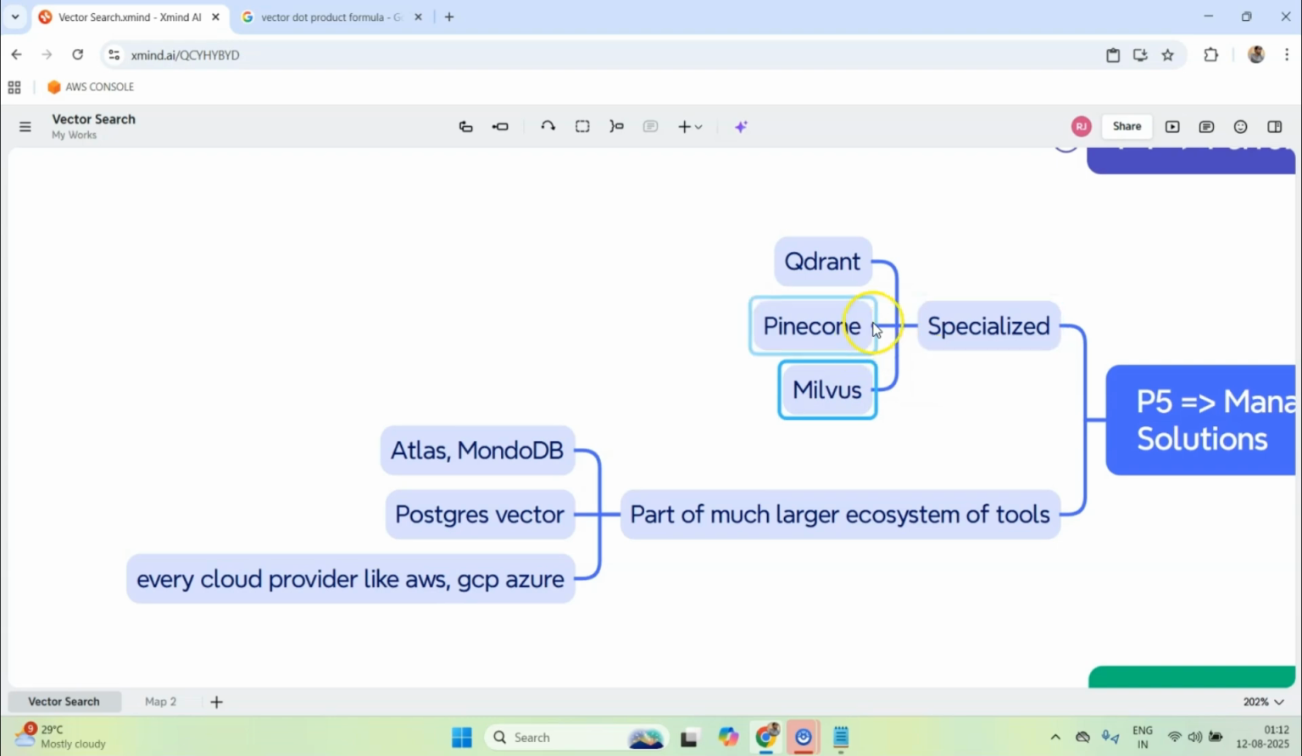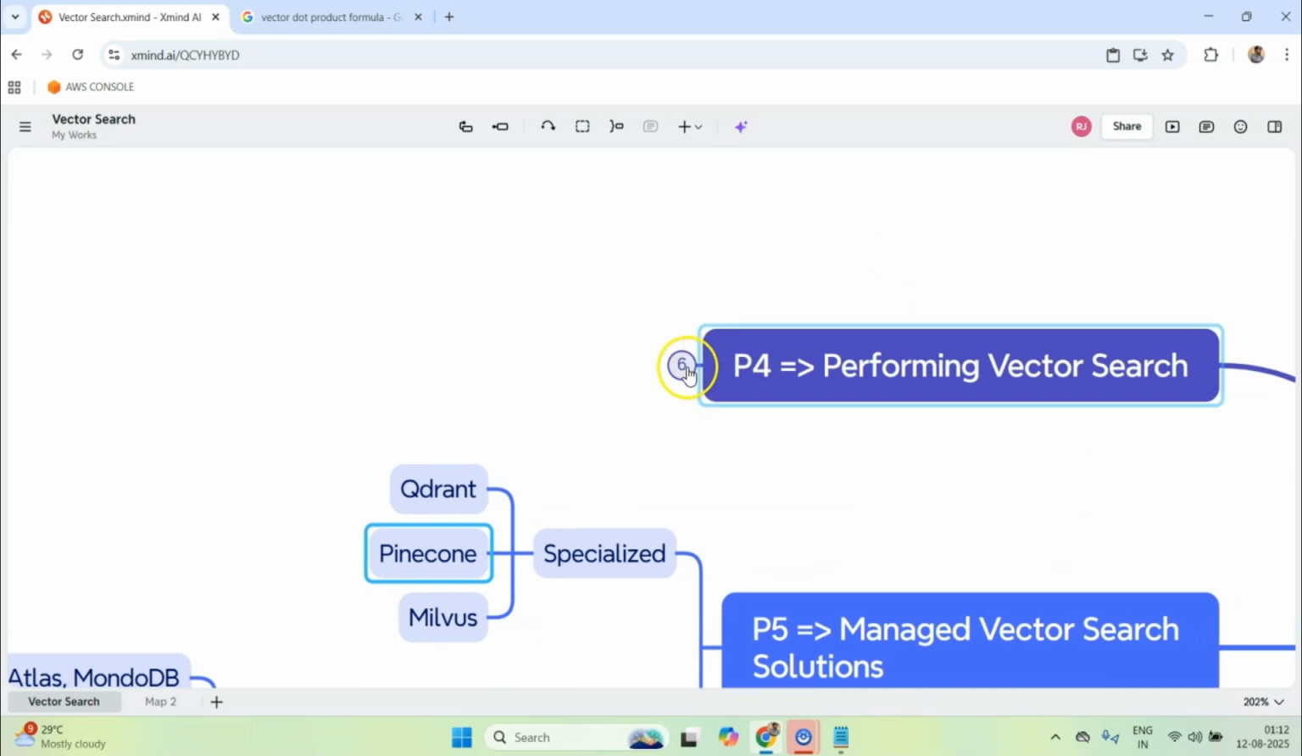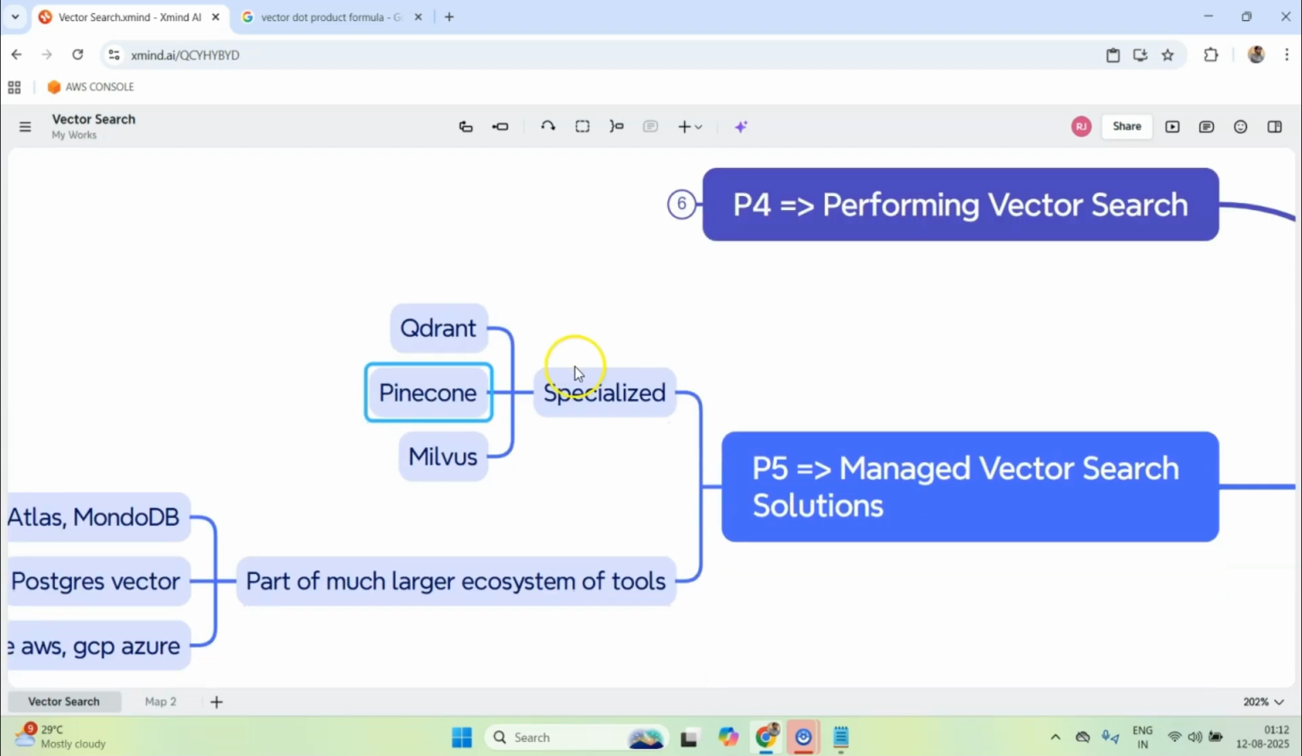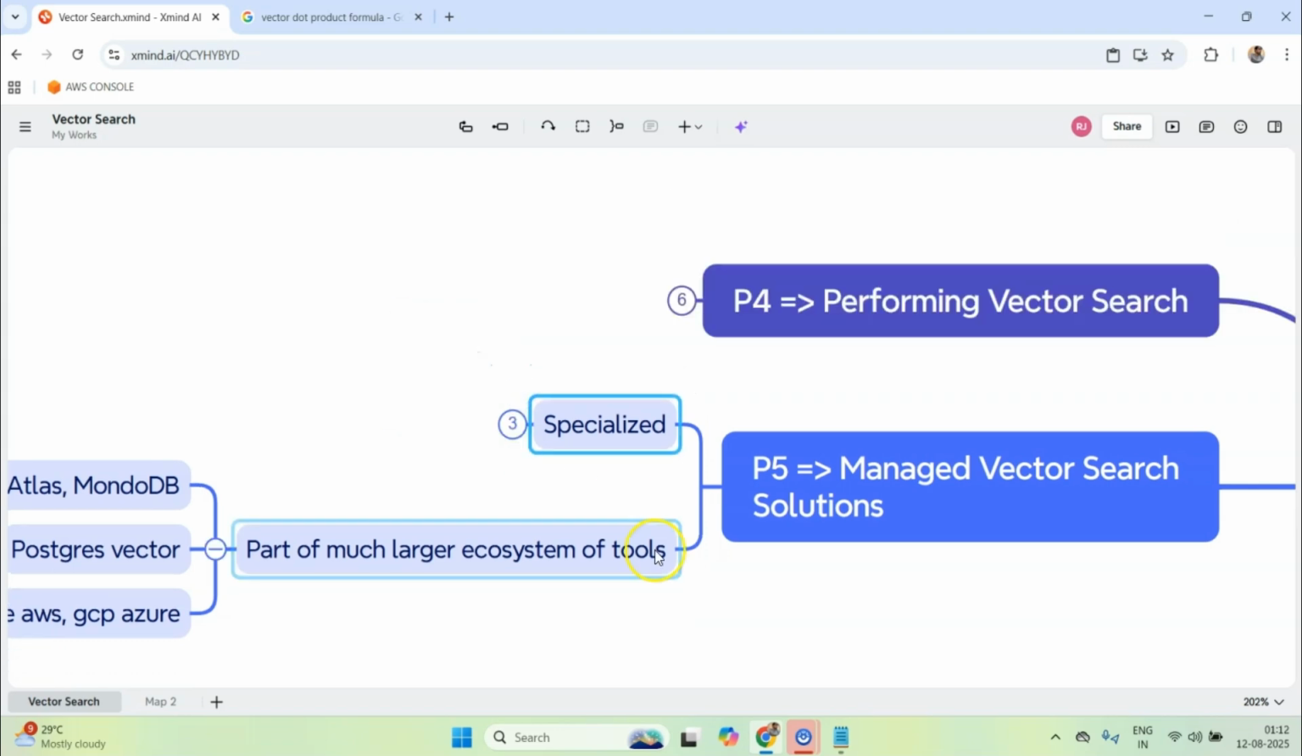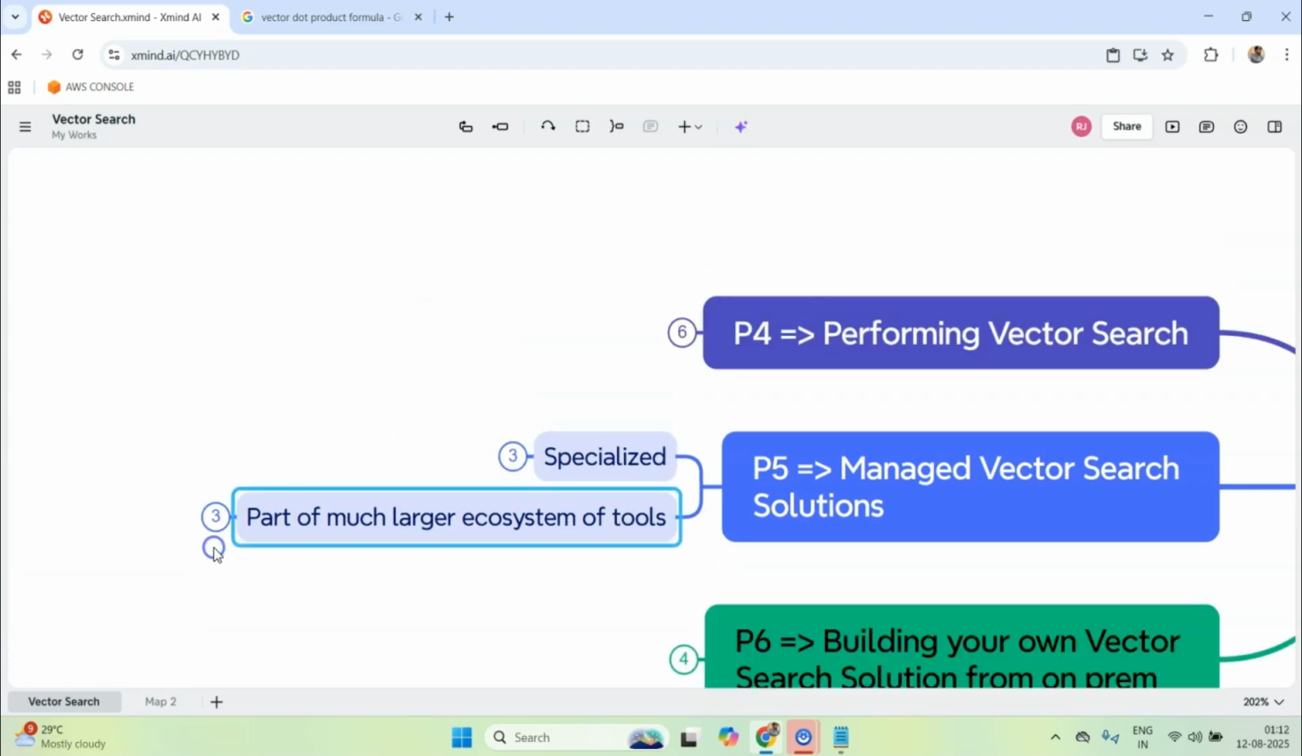Also, these individual companies might be solving vector search in different ways. Some might be using a tree-based structure, some a graph-based structure. But ultimately, all of them are doing some sort of dot product or maybe some other metric, like cosine similarity, over your collection of vectors.